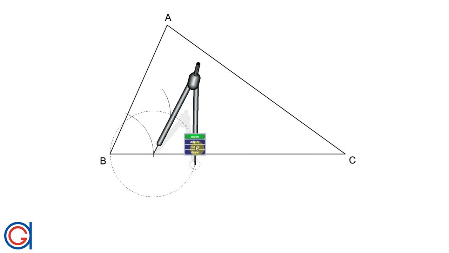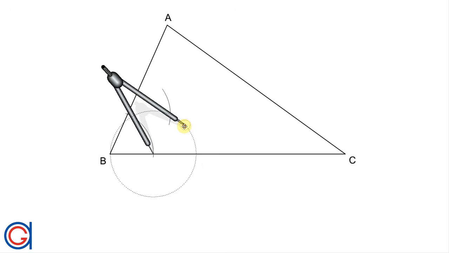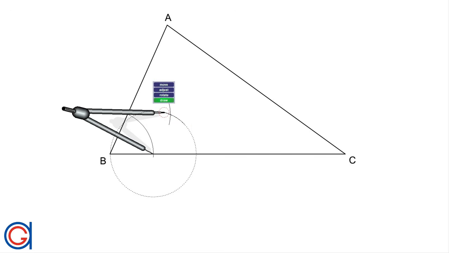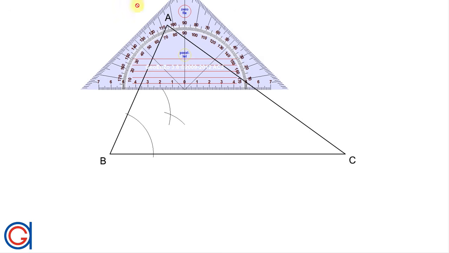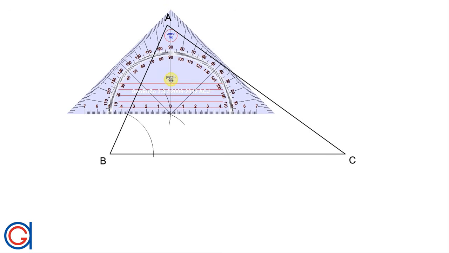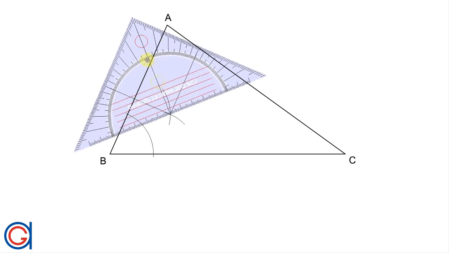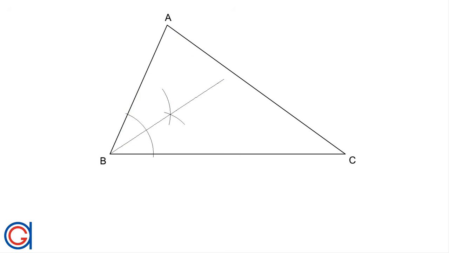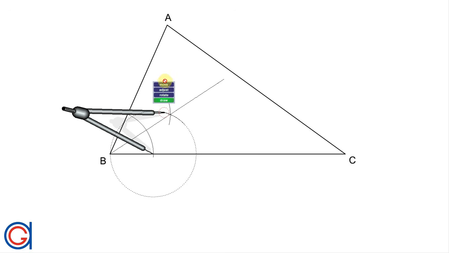And now setting the compass on the other intersection point, we scribe another arc to intersect our previously drawn arc. So now to complete our angular bisector, we draw a line from vertex B through this intersection point and we elongate the line, as can be seen here. This is the angular bisector of the angle B. We are now going to repeat this process with angles C and A.